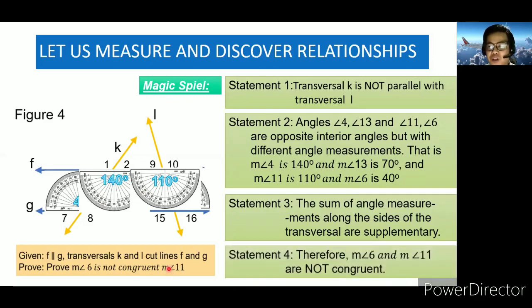So you can write for your conclusion, therefore, the measure of angle 6, which is 40 degrees, and the measure of angle 11, which is 110 degrees, are not really congruent or equal to each other. Yay, very good. Okay, that's it. Very good, kid.